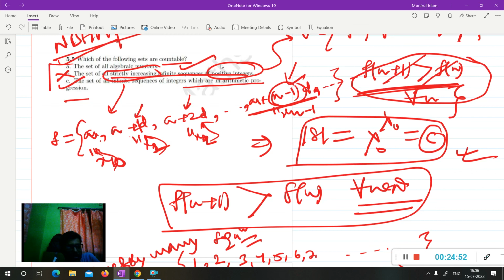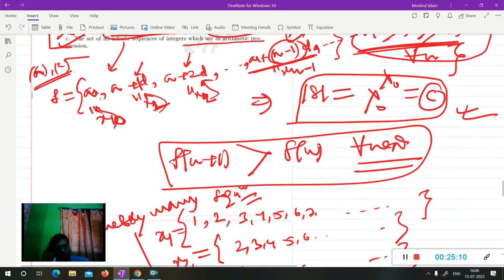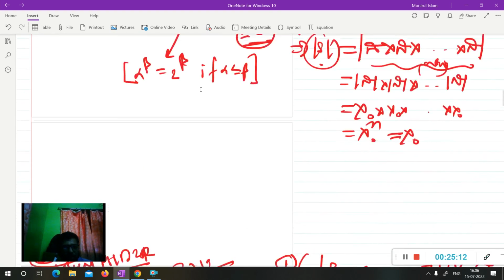So option A and B are correct answers. Okay, so option B, not option C. Option C. So option A and option C are correct answers. B is incorrect. Now we have solved, I think, 5 questions of NBHM PhD.